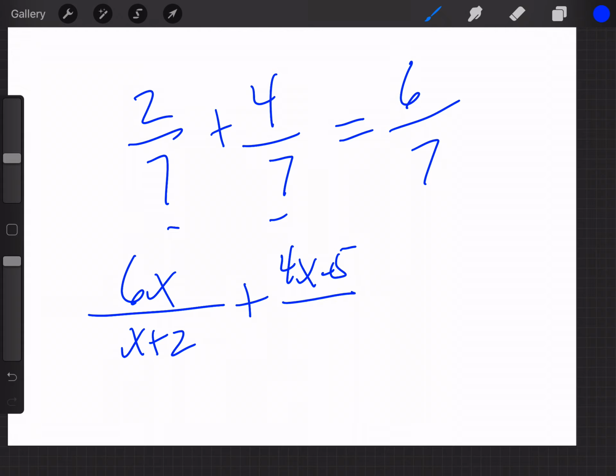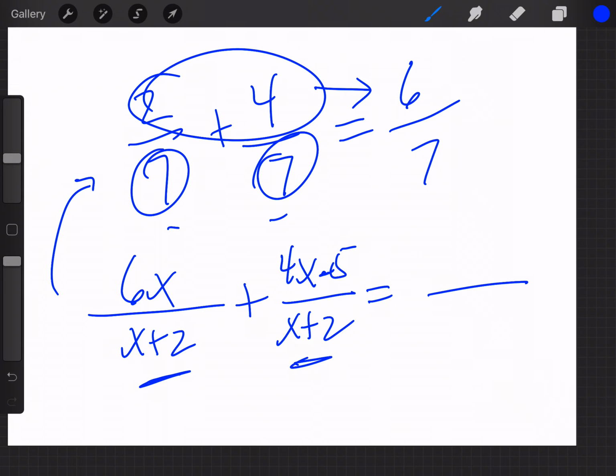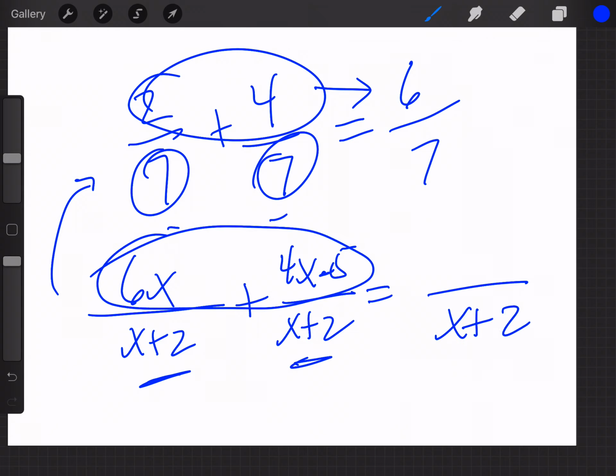So if I gave you something simple like 6x over x plus 2 plus 4x minus 5 over x plus 2. That's a minus in case you didn't know that. It's the same just like the one above. I have a common denominator, so all you do is add the tops. We're going to keep the common denominator, and then combine the top. So be careful, make sure you see if I'm doing plus or minus. I'm doing 6x plus 4x minus 5. The bottom you're going to leave as x plus 2.